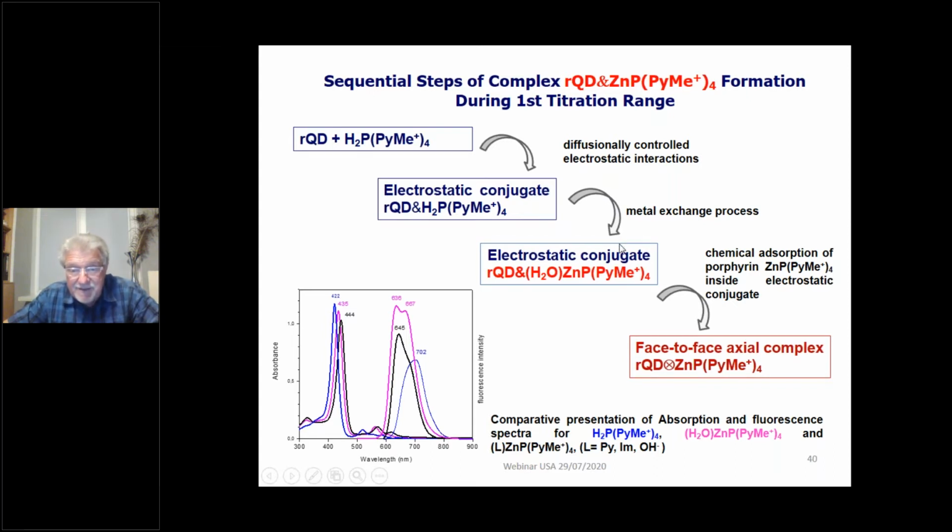It means that the free base porphyrin forms a zinc complex. In this case, we have the magenta spectrum. And finally, we have the reconstruction of the quantum dots, in that porphyrin additionally interacts with the open facet of quantum dots, leading to the formation of the extra-ligated zinc porphyrin molecule on the quantum dot.